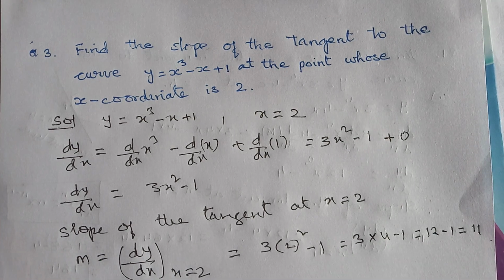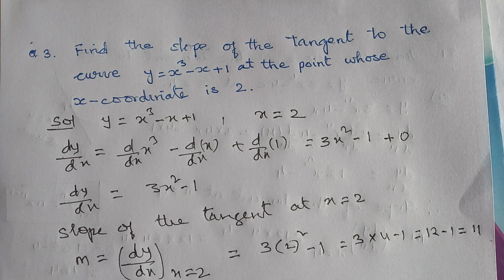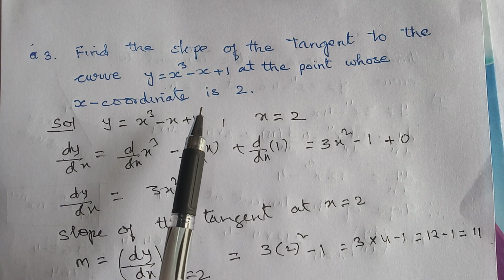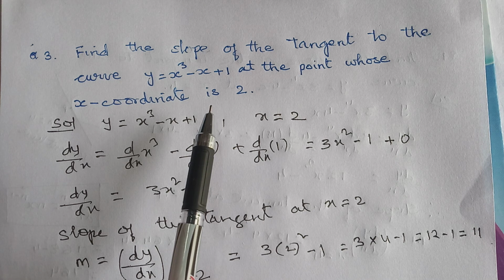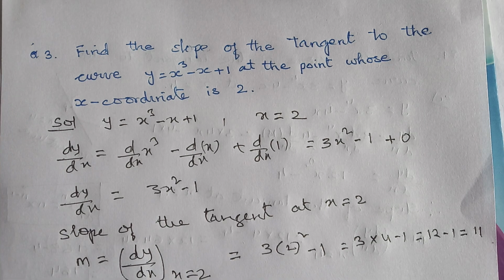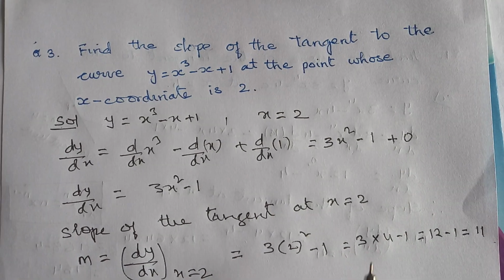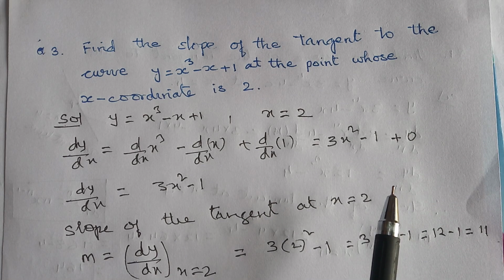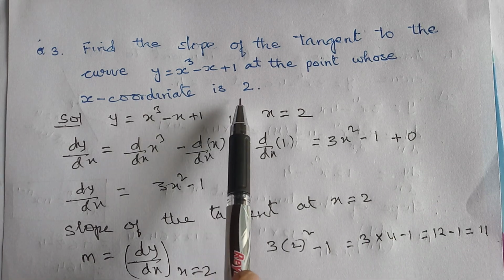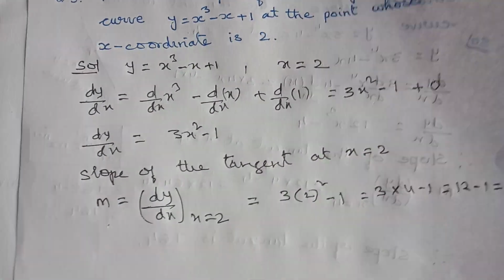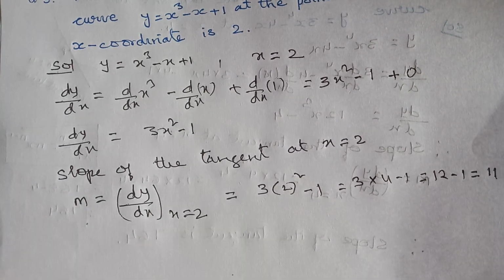So you got the third problem: slope of the tangent to the curve y equal to x cube minus x plus 1 at the point whose x coordinate is given as 2. Now you come to the next problem. Here the fourth problem is the same. If you see the textbook, you will get it the same. The only difference is that the x coordinate given is 3.